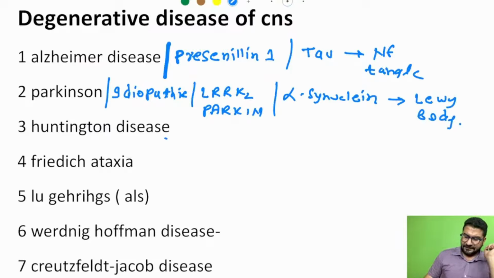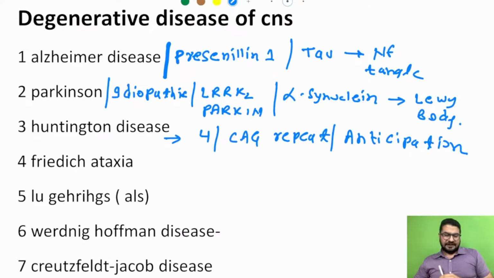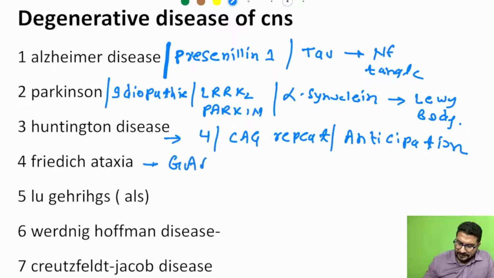Then we have Huntington disease. I told you chromosome 4 CAG repeat, and patient will have something called anticipation. Anticipation का मतलब क्या होता है, इसको समझो. Anticipation means जैसे जैसे पीढ़ी बढ़ती है बीमारी जल्दी होती है और ज़्यादा सिम्टम के साथ होती है. As generation advances, disease occur early and with more symptom. Then we have Friedreich's ataxia. Here you will see GAA repeat.